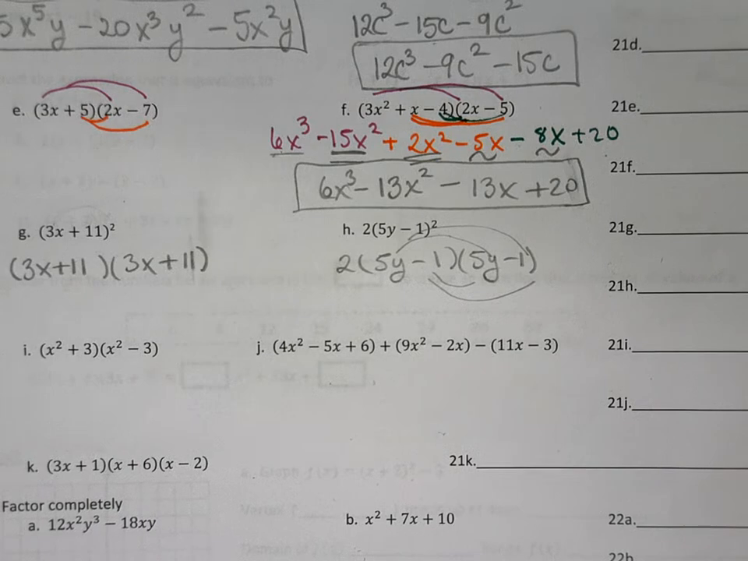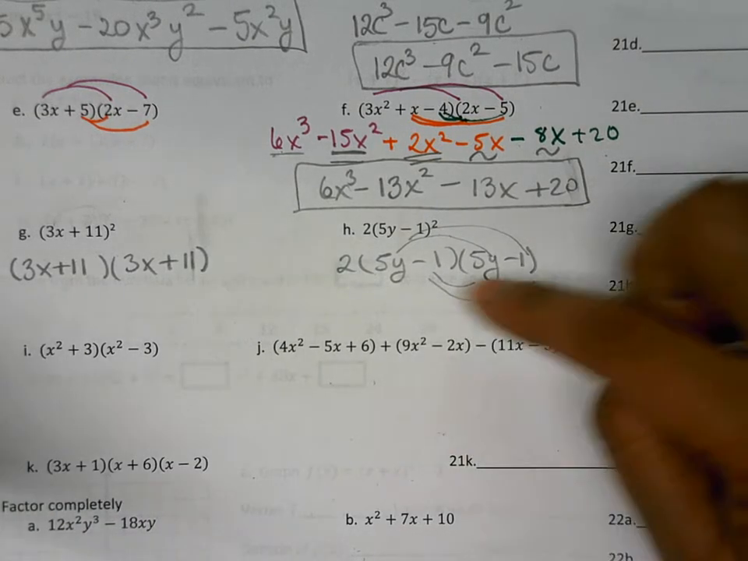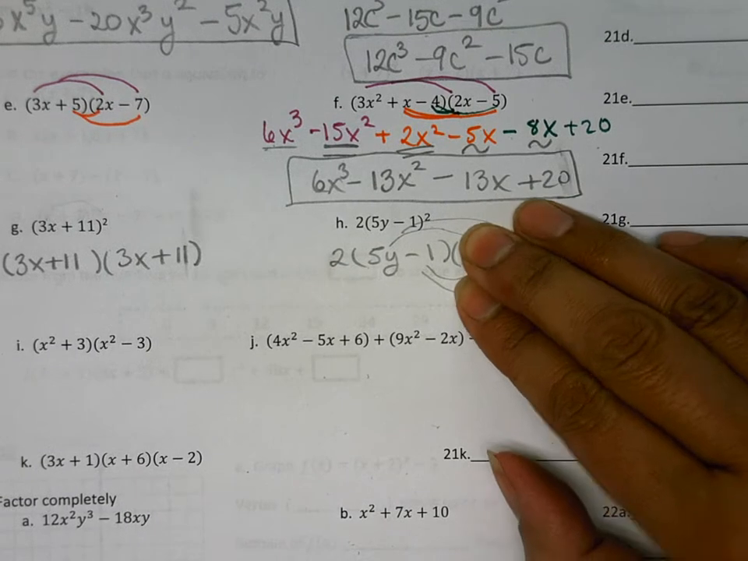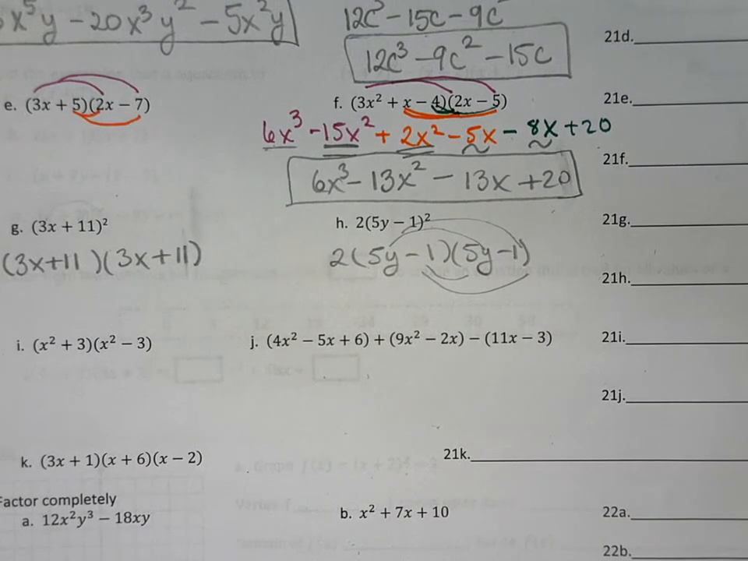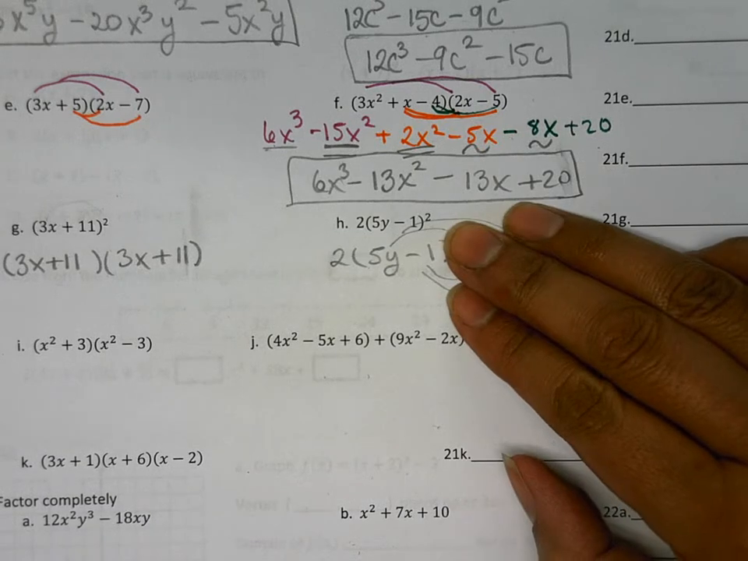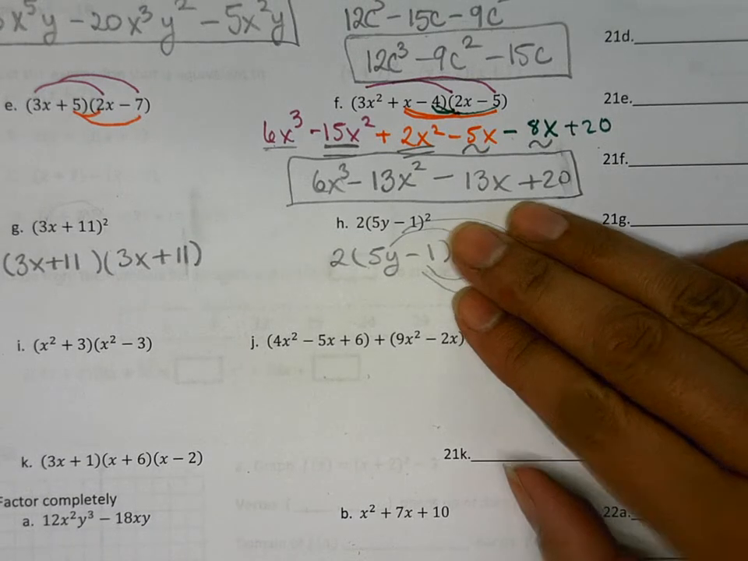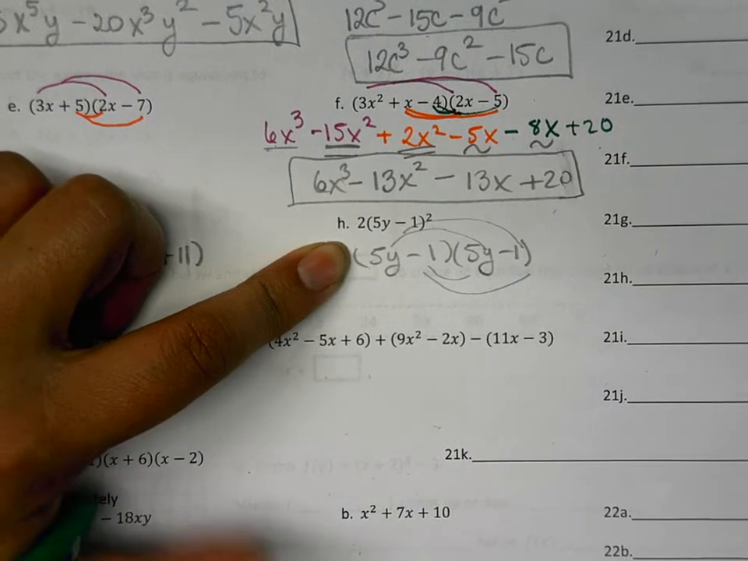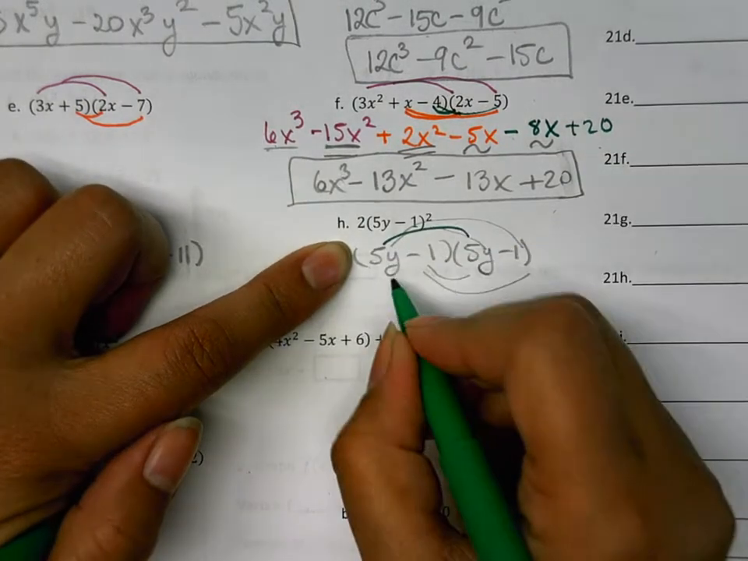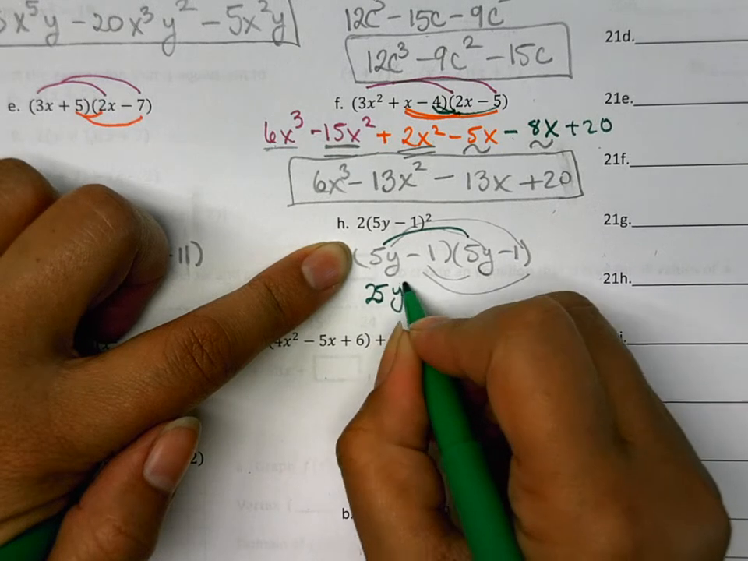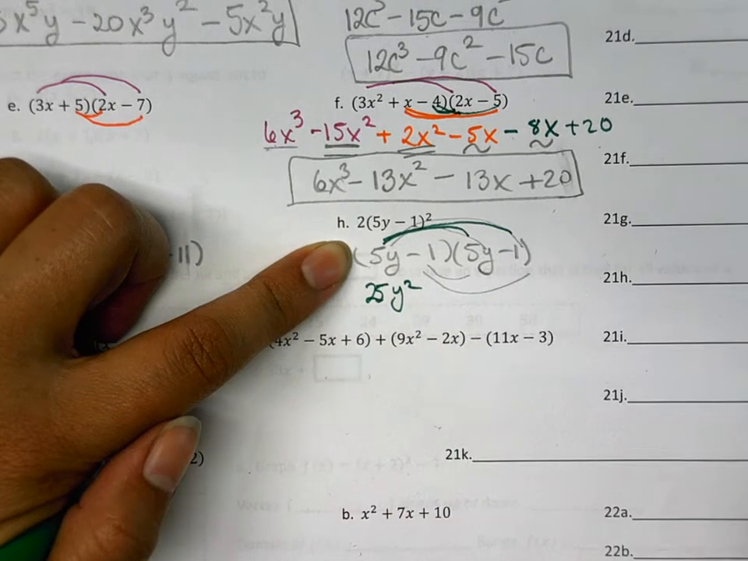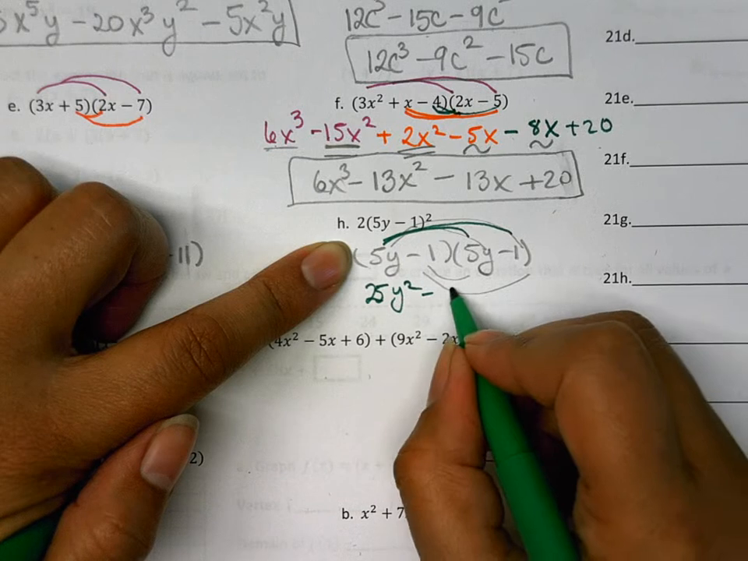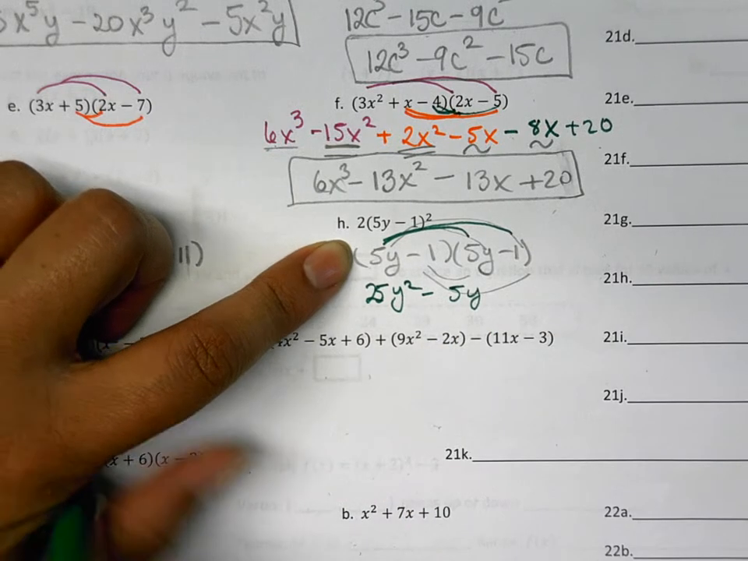Now some kids will distribute the 2 first, which is okay. If you do, you distribute to both of these or just the first 5y minus 1? And that's why I don't do it at the beginning, because kids mess it up. We only do it to the first one. So if you think you might mess that up, save it and don't distribute till the end. I will do this double distribution with you. What's 5y times 5y? 25y squared. 5y times negative 1? Negative 5y. And then what's the next thing we're going to distribute?